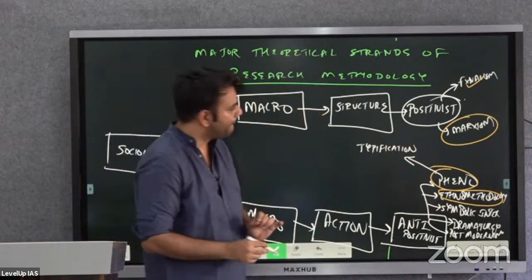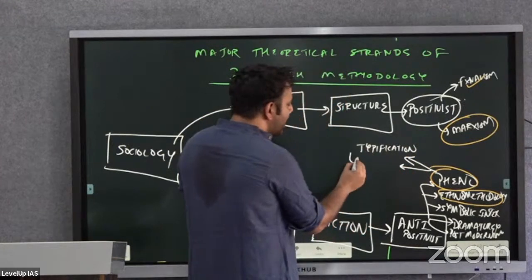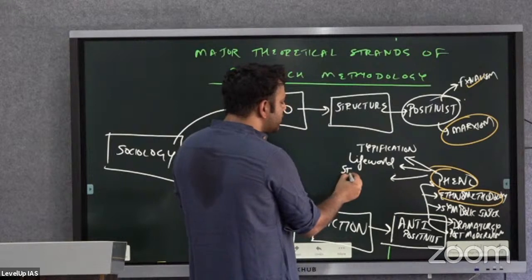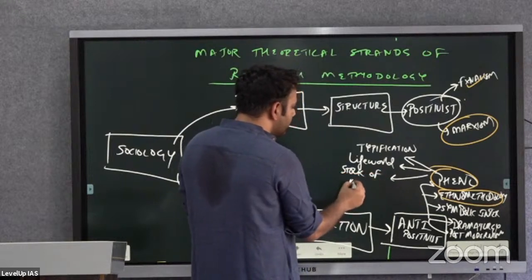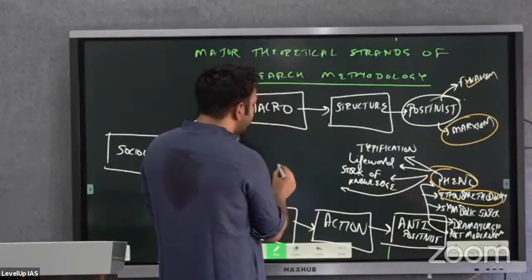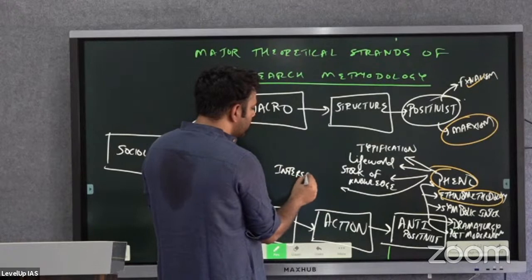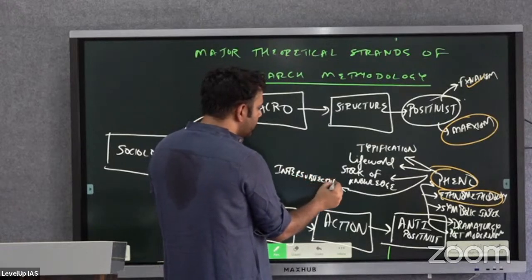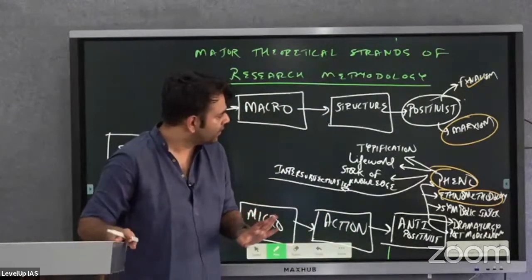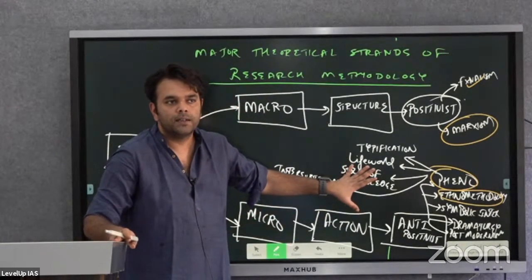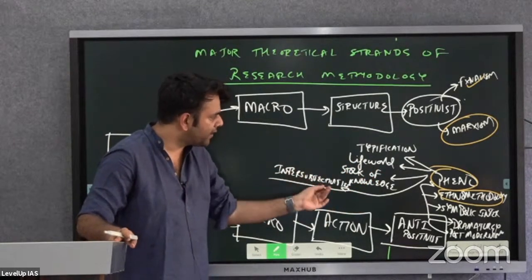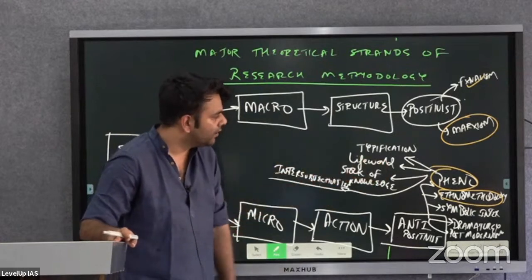Typification. Second, life world. Third, stock of knowledge. Fourth, intersubjectivities. These four keywords you have to remember. Okay. You may even read on them, but your answer should definitely have one or two or at least three.